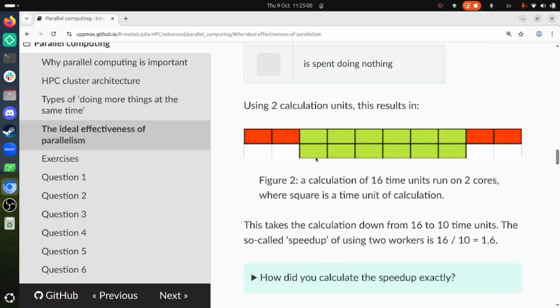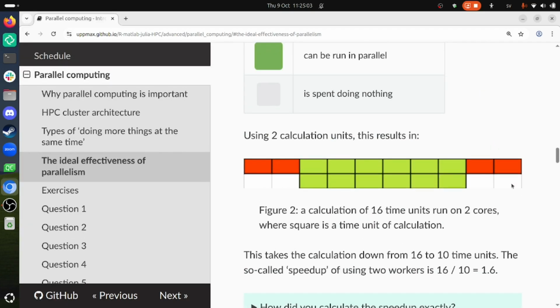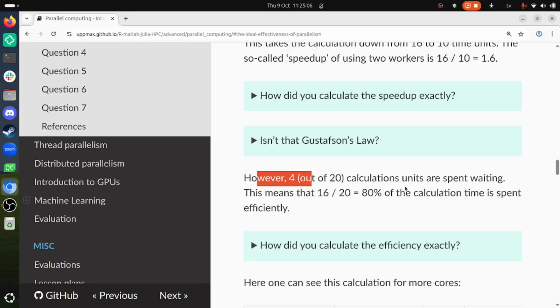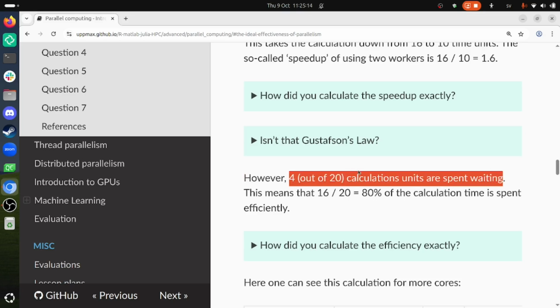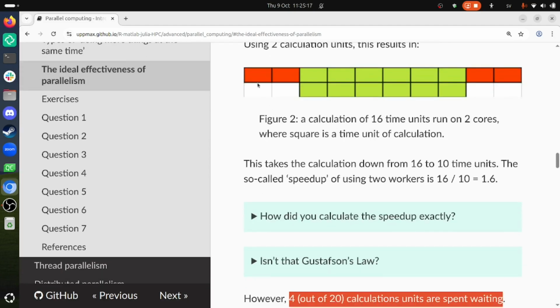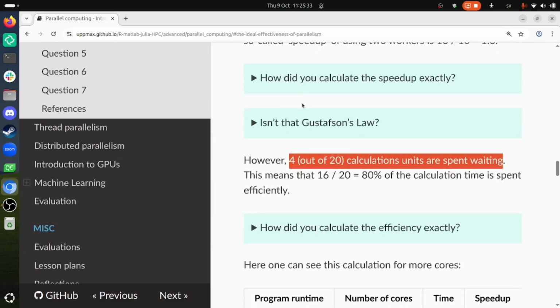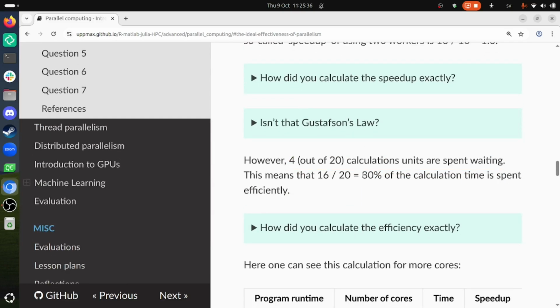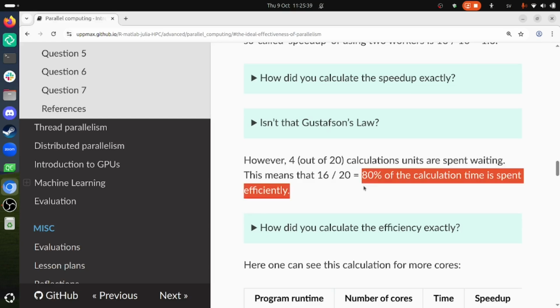However, we already saw in the second example that there are white squares. That means there are times that a core does nothing. So 4 of the calculation units are spent waiting. So we have theoretically 20 units of work that could be done. We know this is 10 time units. We have 2 cores. So that means theoretically we could do 20 units of calculation, but 4 are spent waiting. We only do 16 units of calculation out of the 20 possible. So that means 80% of the calculation time is spent efficiently.